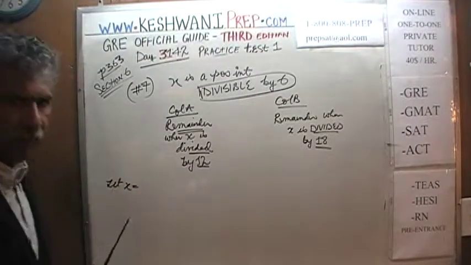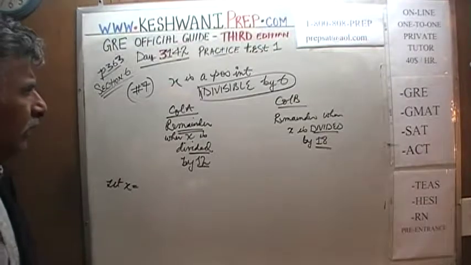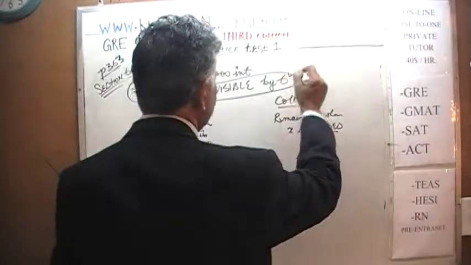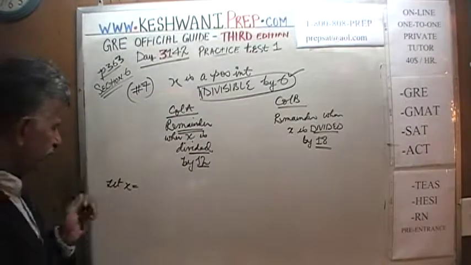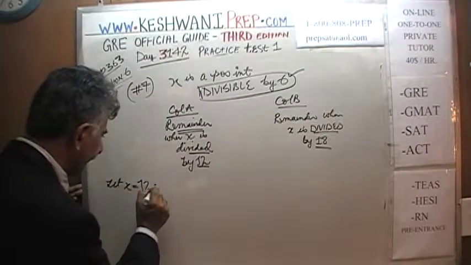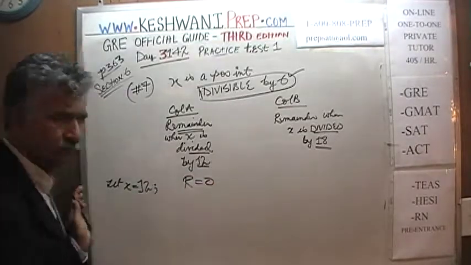Let x equal, what do you want to plug in for x? Well, plug in something simple, start out with something sweet. We know it has to be divisible by 6. That's the condition we have to meet. Question is, what's the remainder when you divide by 12? So why not plug in 12? When x is equal to 12, when you divide by 12, the remainder is going to be 0.